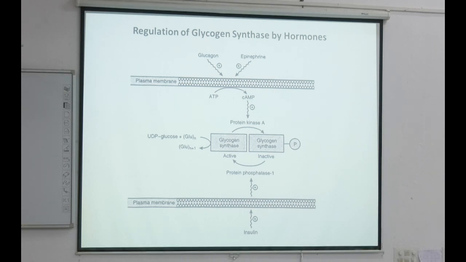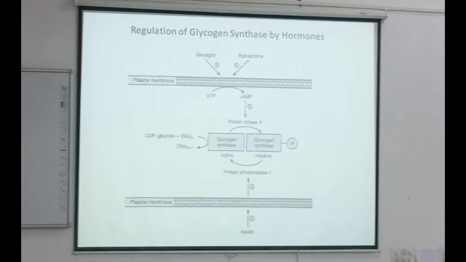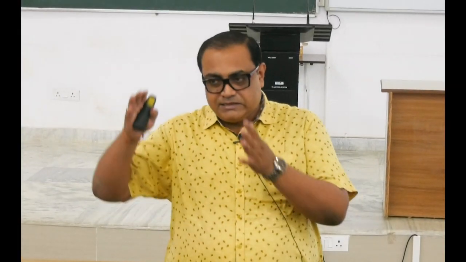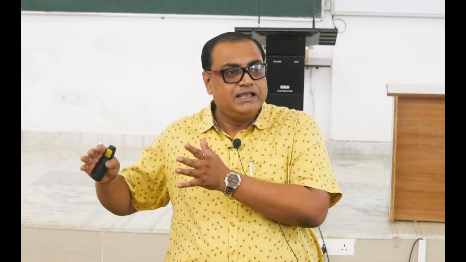Now this CDPK has got different function in glycogen breakdown and glycogen synthesis. In the breakdown process, it will phosphorylate and activate those enzymes which favor the breakdown process. And here also it will phosphorylate, but the enzymes related to the synthesis process are rendered inactive by phosphorylation. Understood?